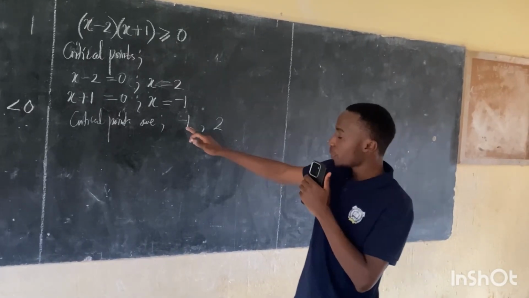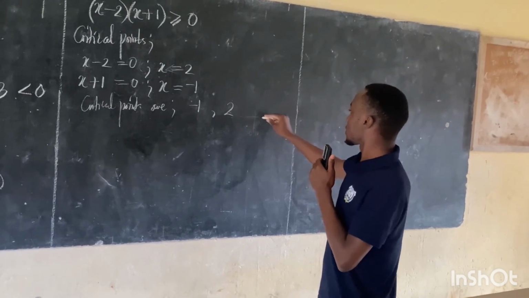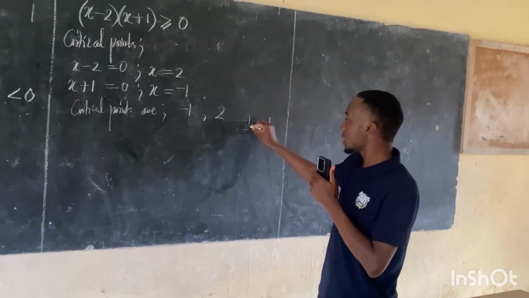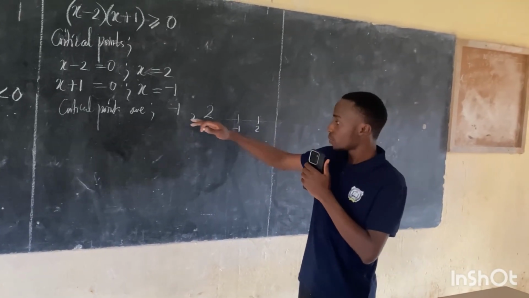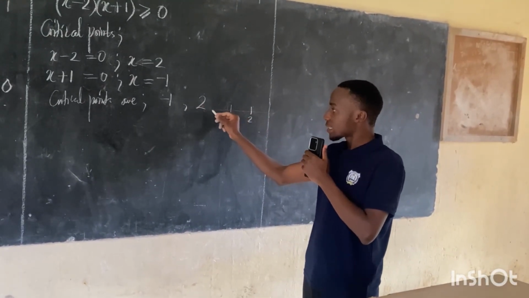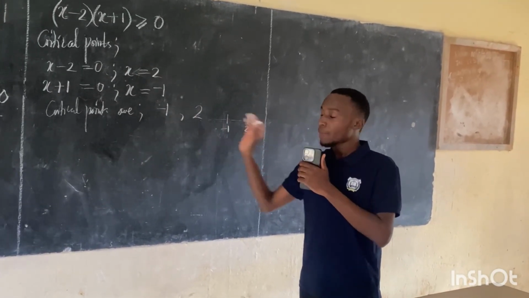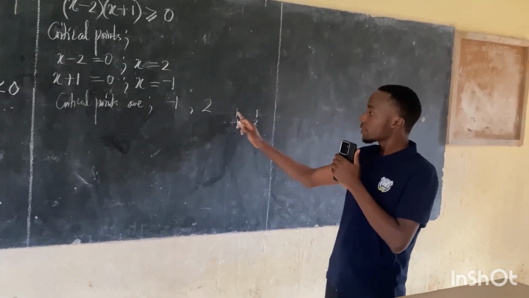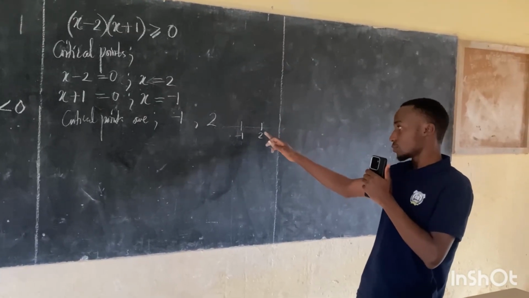And these critical points are going to be used in terms of regions which these critical points can separate. In a simple way of understanding this, just put these critical points on a number line. And you will see that these critical points separate these numbers into 3 regions. We have this region having numbers less than negative 1, this region between negative 1 and 2, and this region with numbers greater than 2.